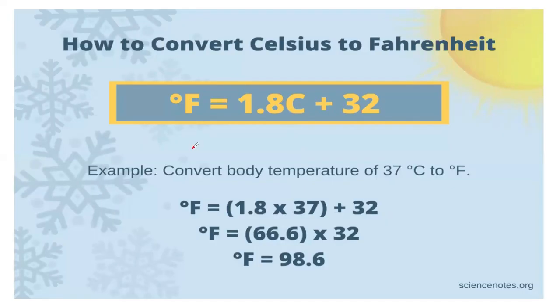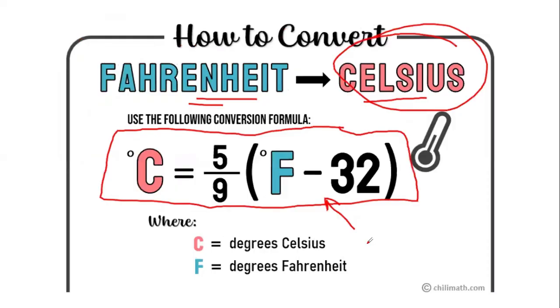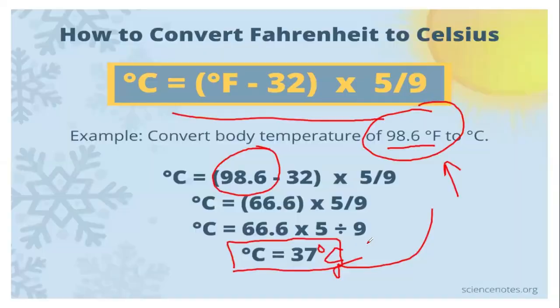This is an example of a conversion. They're saying convert the body temperature of 37 to Fahrenheit. Just use the same formula, but we've made F the subject of the formula now. If you do that, you are going to end up with 98.6 degrees Fahrenheit. So the temperature conversions are not difficult as long as you know this formula. You can either know this formula or this one. When you're given either one of them, it will be very easy to convert.